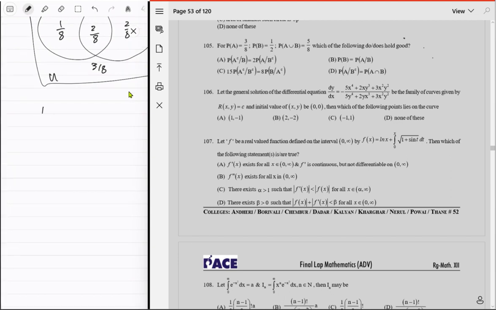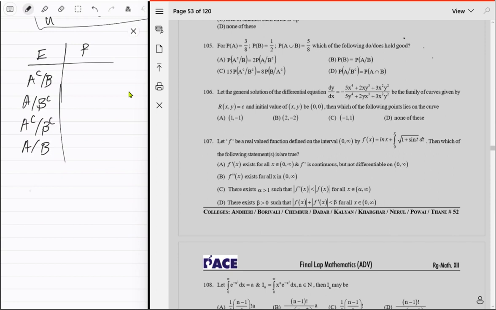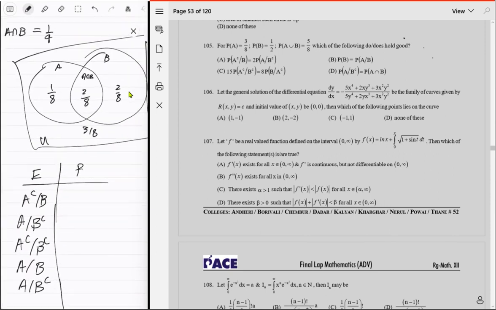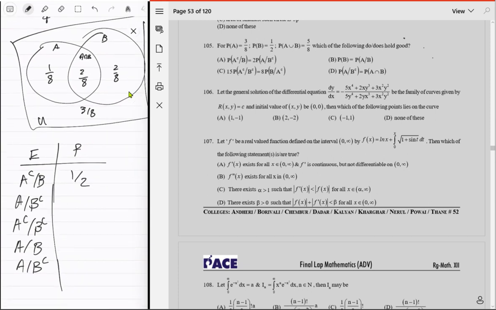Let's talk about the events and then talk about the probabilities. First, what do you have? A not happening given B. Then what? A given B not happening. Then what else? A not happening given B not happening. And just A given B, and then A given B not happening. Okay, so how much is A not happening given B? Given B, A not happening is just 1/2, right? Okay, probably just 1/2.